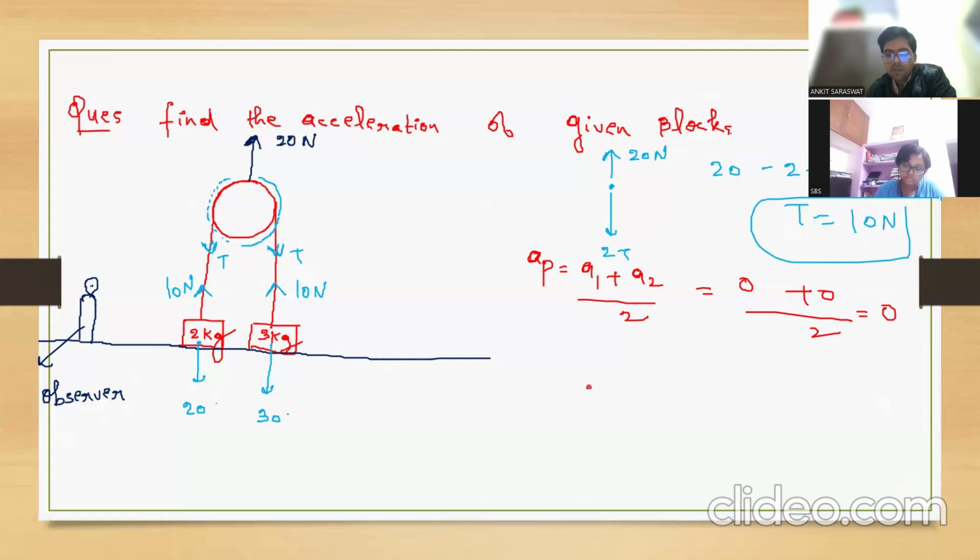If you draw the free body diagram of the 2 kg block, 20, 10, okay. Normal reaction on this will be where? Up or down? Tell me. What is the direction of the normal reaction on this 2 kg block due to the surface of the earth? Up or down? Tell me. Up. Clear?